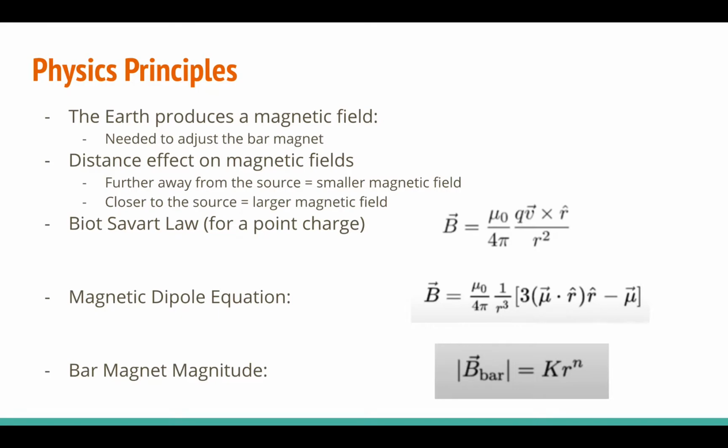Some of the main physics principles used in this experiment were the magnetic field produced by the Earth, the distance effect on magnetic field, which tells us that the further away from a source we will have a smaller magnetic field, while closer to the source we will have a larger magnetic field, the Biot-Savart law for a point charge, the magnetic dipole equation, and the bar magnet equation, which I have attached screenshots of here.